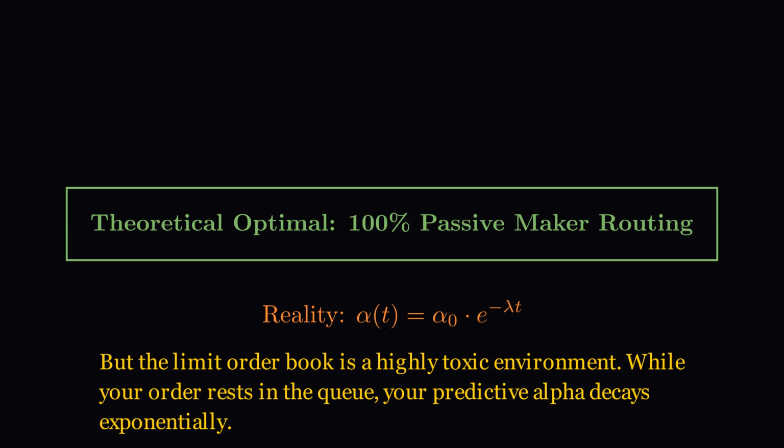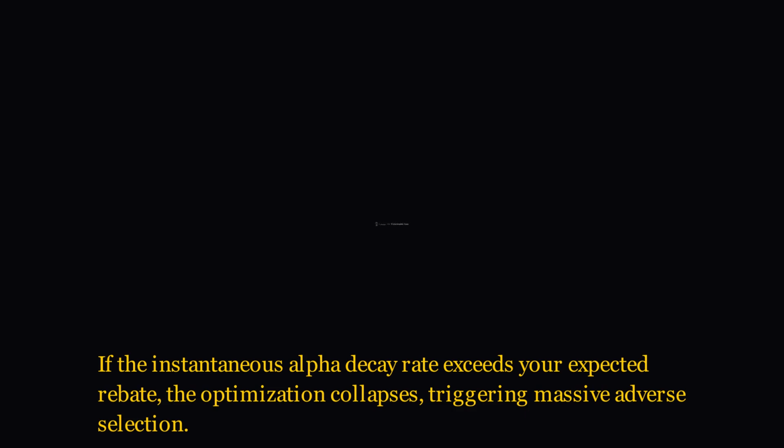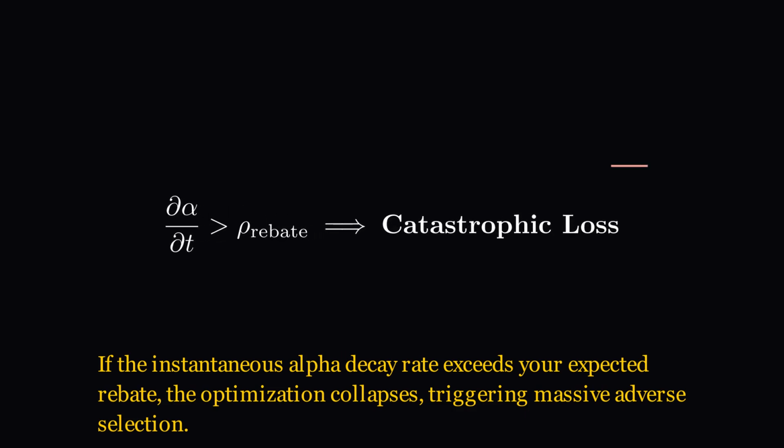While your order rests in the queue, your predictive alpha decays exponentially. If the instantaneous alpha decay rate exceeds your expected rebate, the optimization collapses, triggering massive adverse selection.